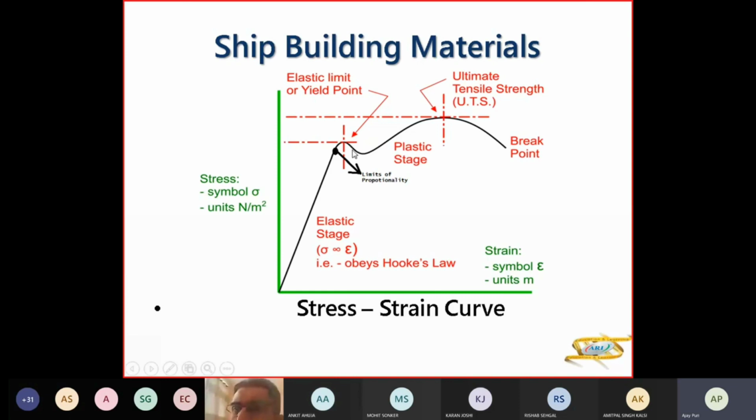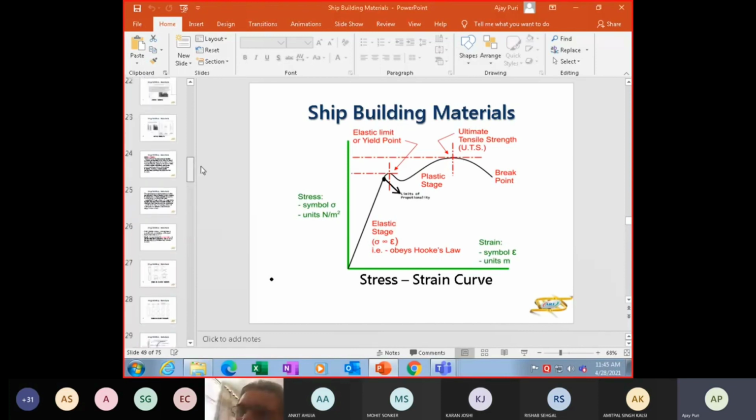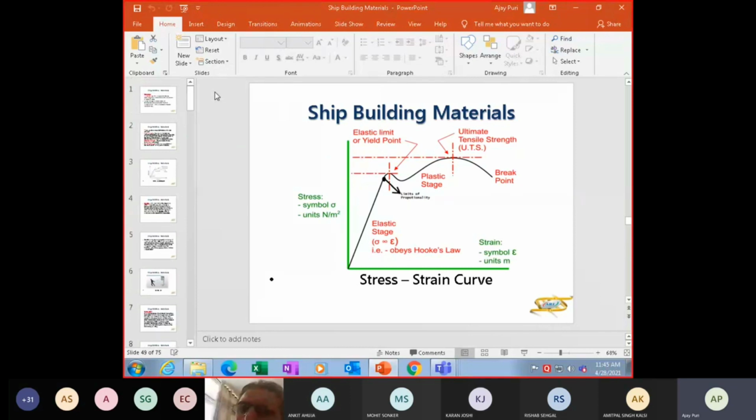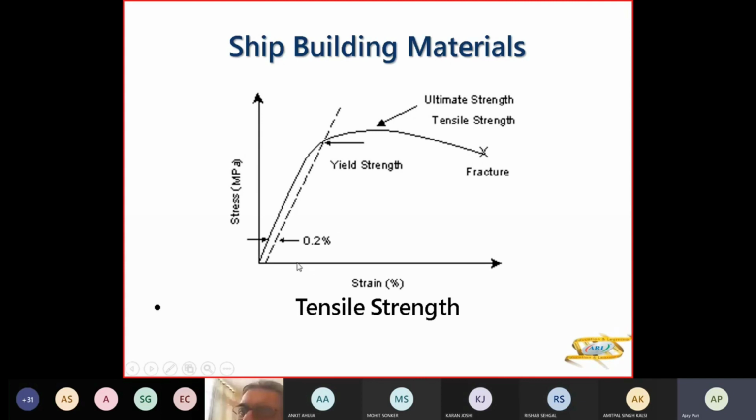Beyond elastic limit or yield point, the material comes in plastic stage. UTS is the point where the maximum stress it can take, and break point is the point where it will break or fracture. So now we'll do the details. This was the basics which we have done in the stress strain curve. So the UTS is here, the fracture point is here. This is the yield strength point where the deformation is 0.2%. Then it returns back to original shape.